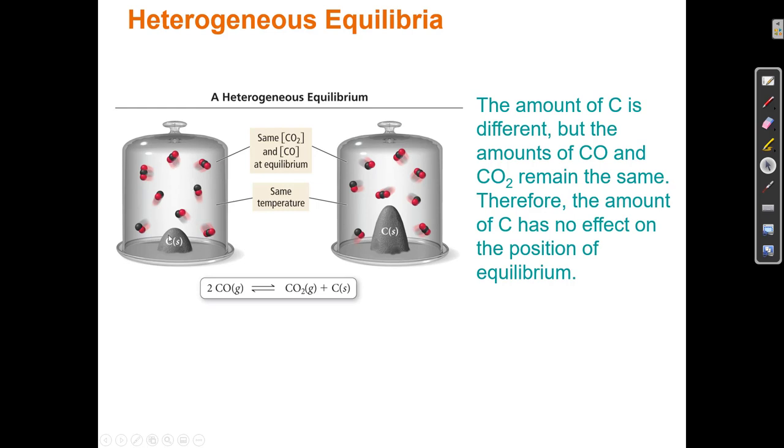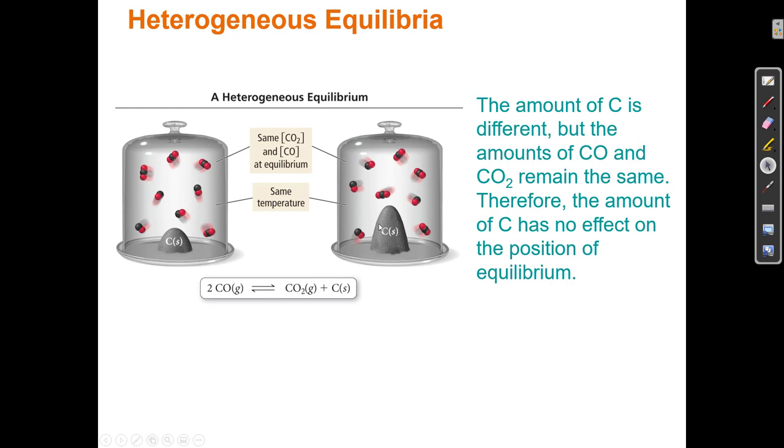And the amount of stuff that I have here doesn't affect the rate of the reaction, because certainly the amount of carbon doesn't affect the forward rate, because the forward rate is only affected by how many CO particles I have. I need 2 CO particles to bump into each other. So when they bump into each other, then I have this. And then you might say, well, it does matter how much C I have, because if CO2 has to bump into C, then if there's more C, then CO2 can bump into C faster.